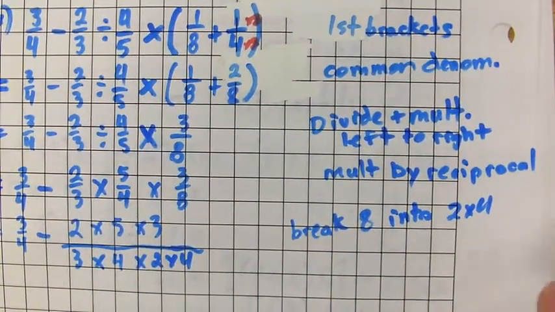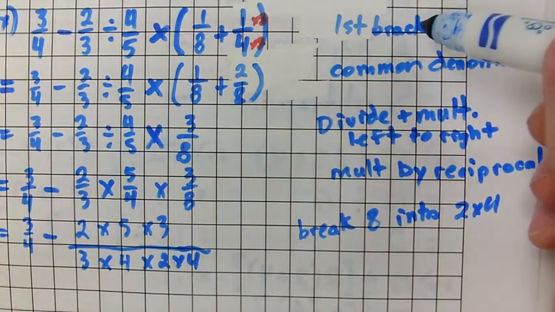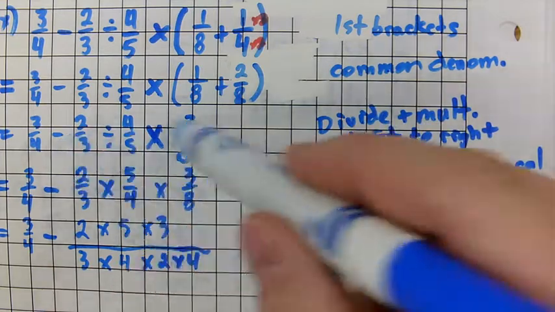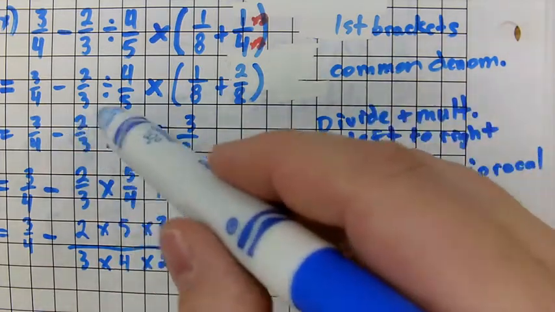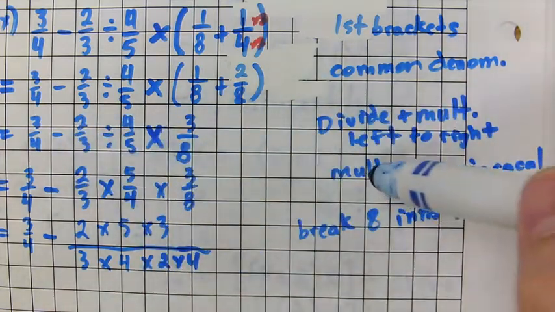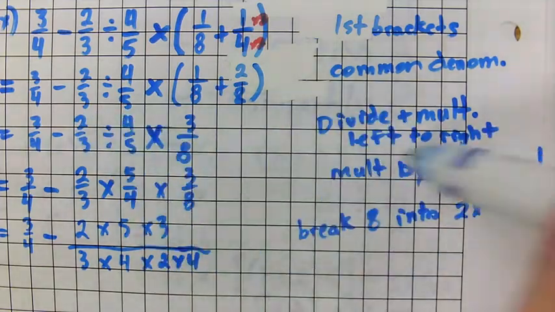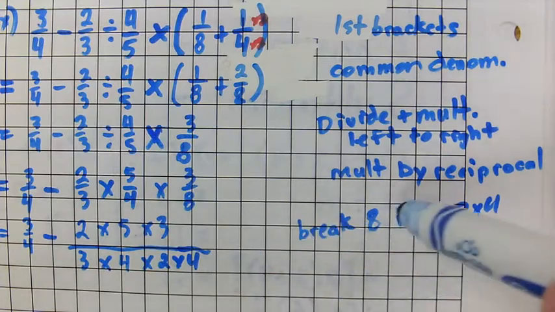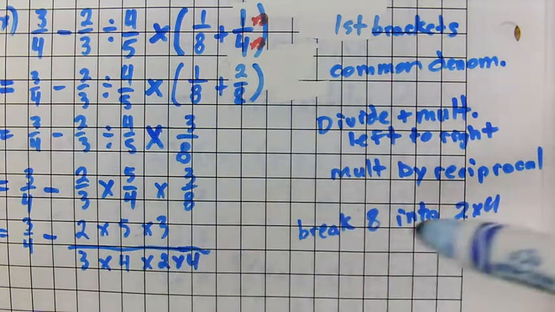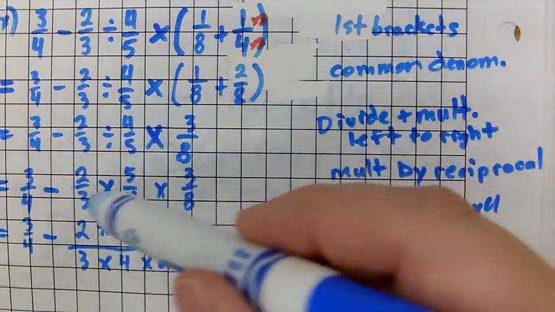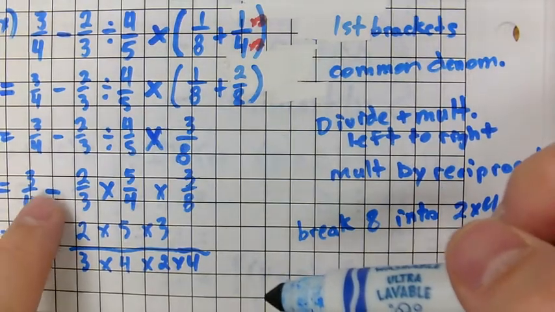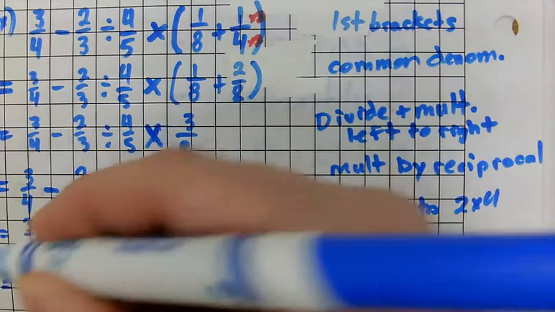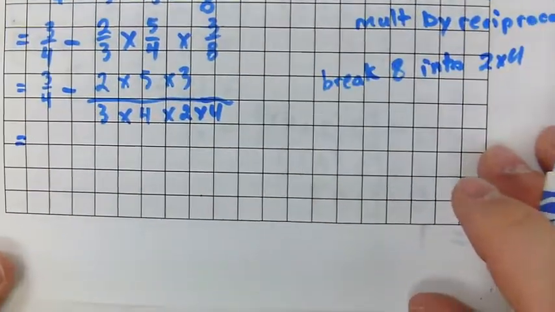Notice that I'm writing down my steps on the side. So first I had brackets, I did that, found a common denominator, then I divide and multiply left to right. So left to right, this is left. Now I decide to do that one by multiplying by the reciprocal. I flipped the 4/5 upside down. And now I'm breaking the 8 into 2 times 4 and multiplying straight across there. Notice this is subtraction here, so this one's not included in there. So let's take that a little further.